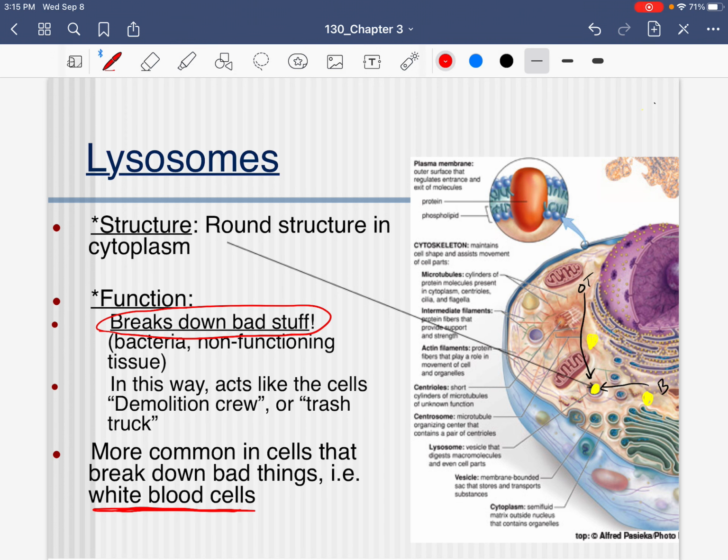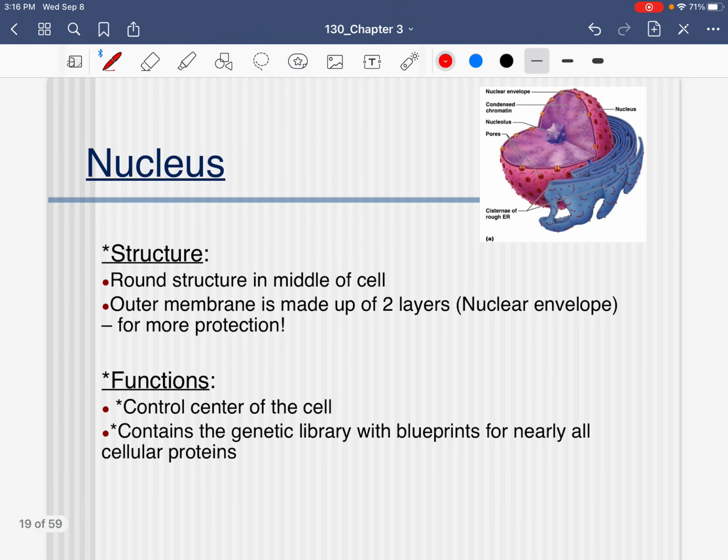Okay, what is the job of a white blood cell? Well, it's part of the immune system, helps break down bacteria and bad stuff. So wouldn't a white blood cell want to have more organelles that break down bad stuff? Of course.